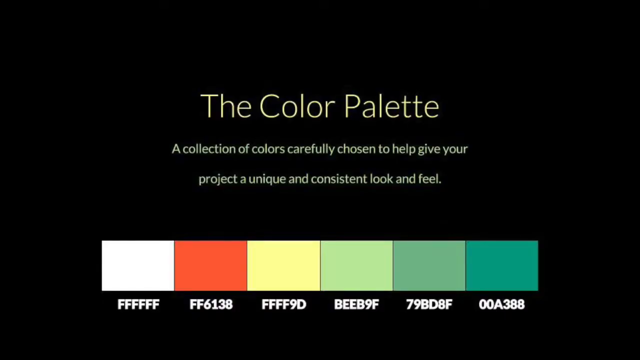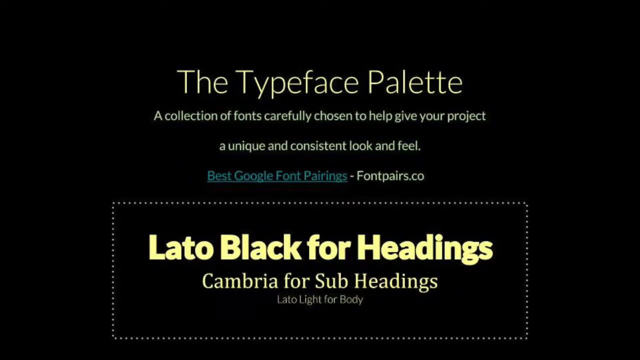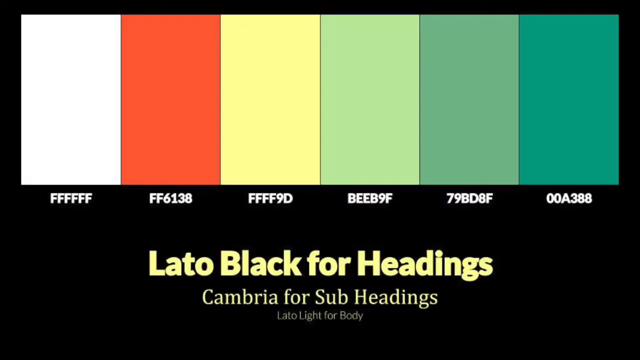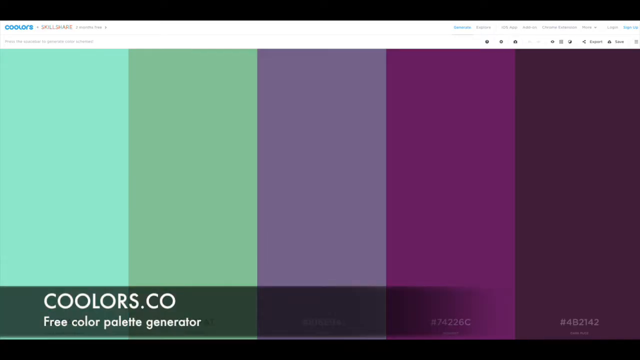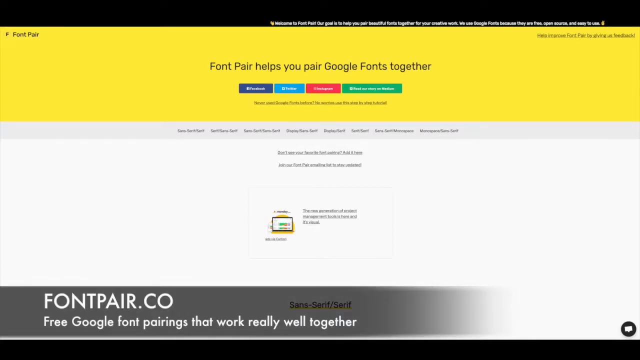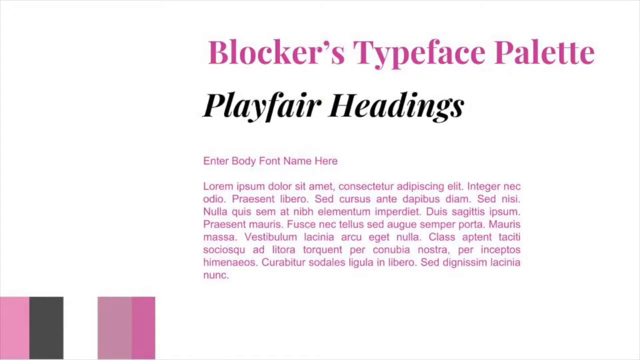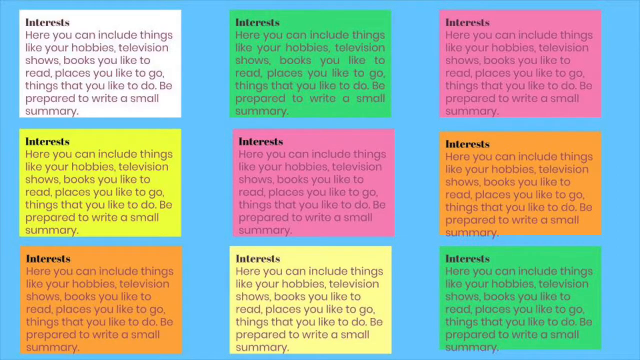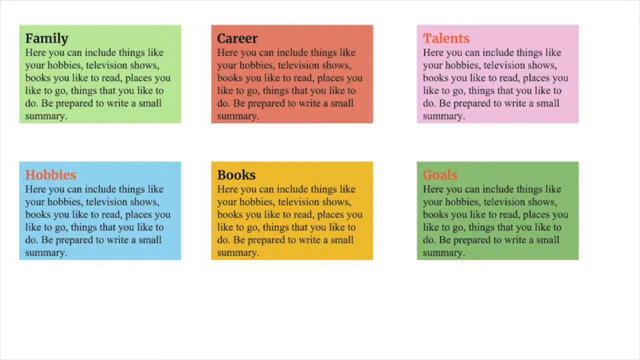In the last few videos, you've learned what color and font palettes were and why they were important. You also learned how to create your own color palettes and typeface palettes using tools such as coolers.co and fontpair.co. Once you've created your font and color palettes, you then learned how to bring them together so that you can create the text boxes that will be used throughout your entire project.